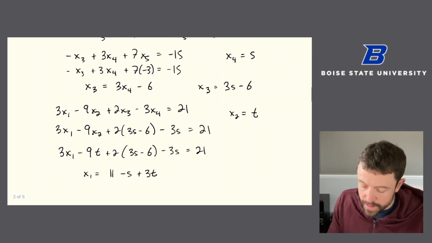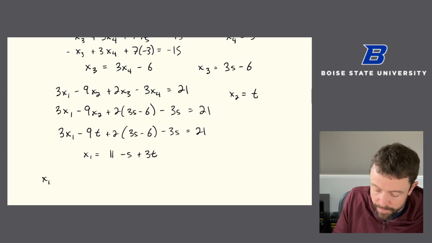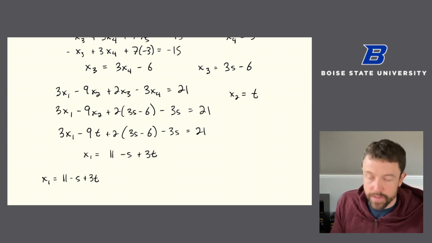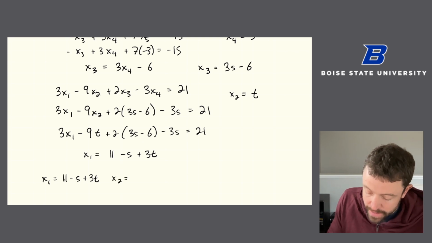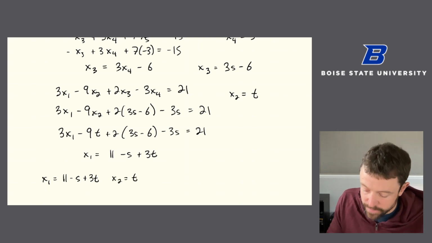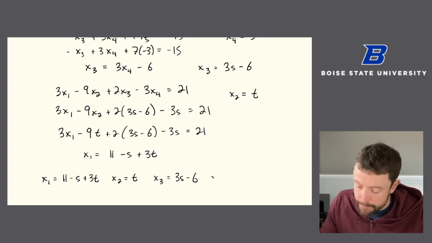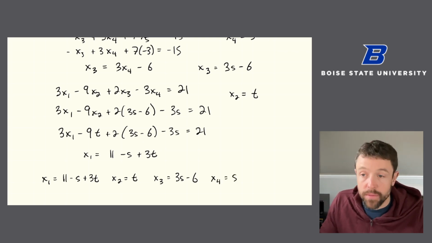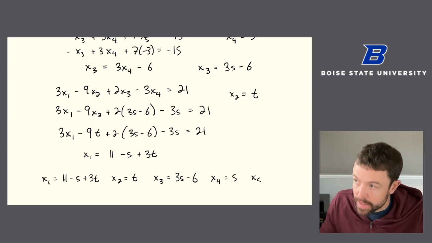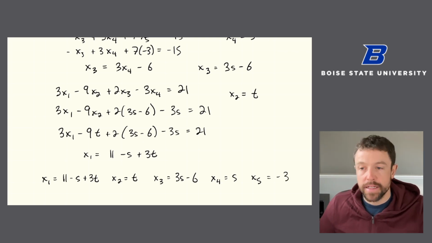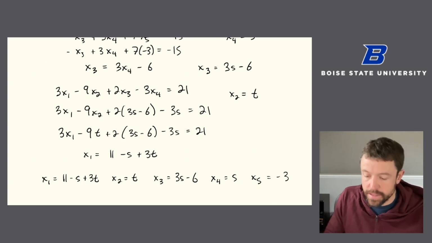And let's put this all together in the same spot. x1 is 11 minus s plus 3t. x2 is t. x3 was 6s minus 1. x4 is equal to s. And x5 is the only variable that has to be set at a certain value. It's -3. All right, so we've solved this system. This is our solution.